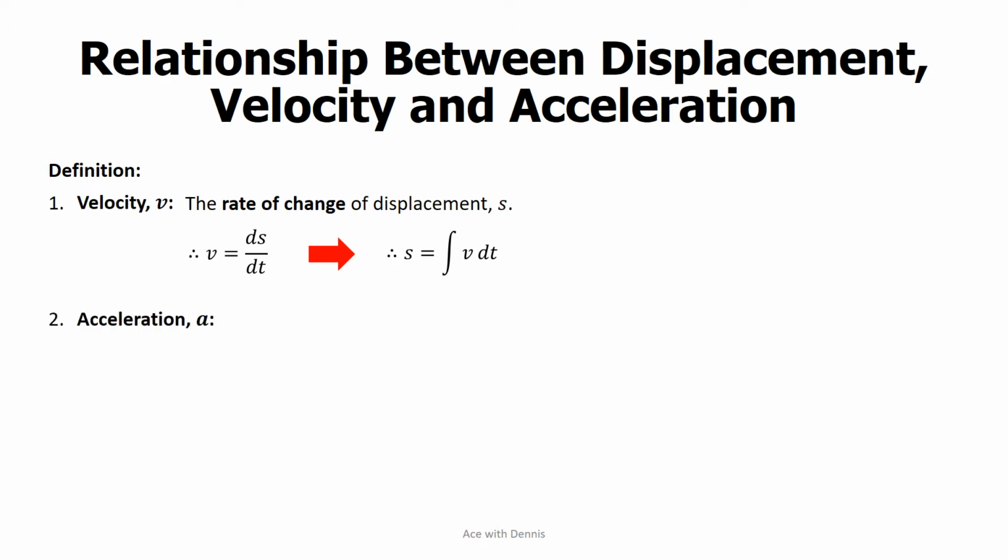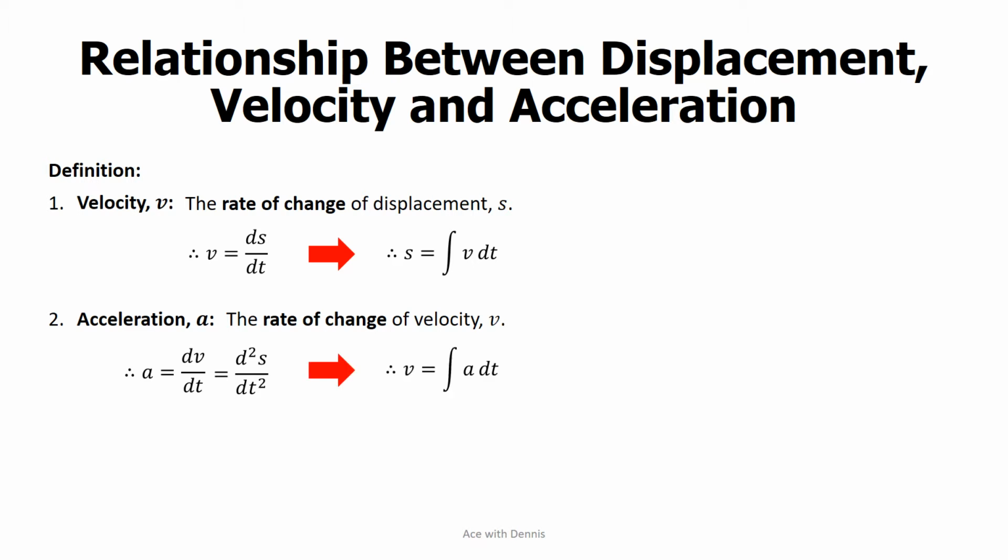2. Acceleration a. Acceleration is the rate of change of velocity. So, it means that a equals dv over dt, or d square s over dt square. From here, we can find the velocity if we know the equation of the acceleration, which is v equals integration of a dt.